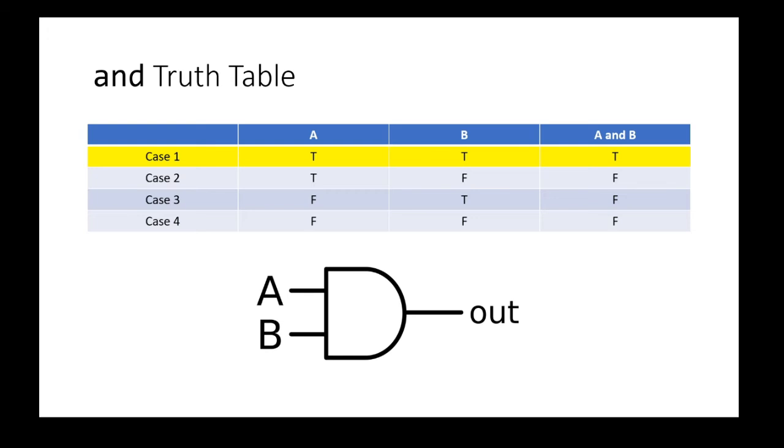So here in case 1, A is true and B is true, therefore A and B is true. In case 2, A is true, but B is false. Since B is false, the output is false. We're going to flip that for case 3, where A is false, but B is true. In this case, the output will be false as A is false. And then in case 4, A and B are both false and the output will be false.